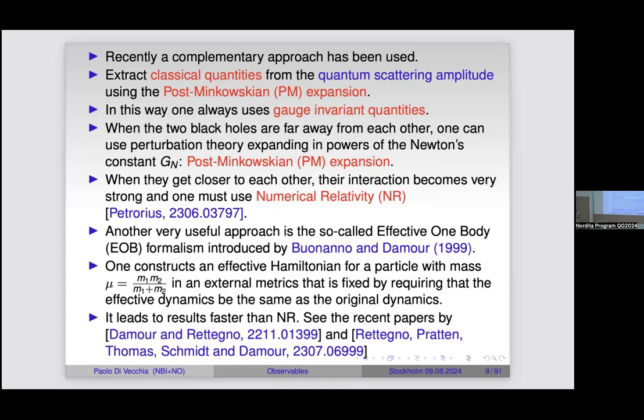Another very useful approach is the so-called effective one-body formalism introduced by Buonanno and Damour. One constructs an effective Hamiltonian for a particle with this mass in an external metric that is fixed by requiring that the effective dynamics be the same as the original dynamics. It leads to results faster than numerical relativity, and there are interesting papers that I will come back to later.